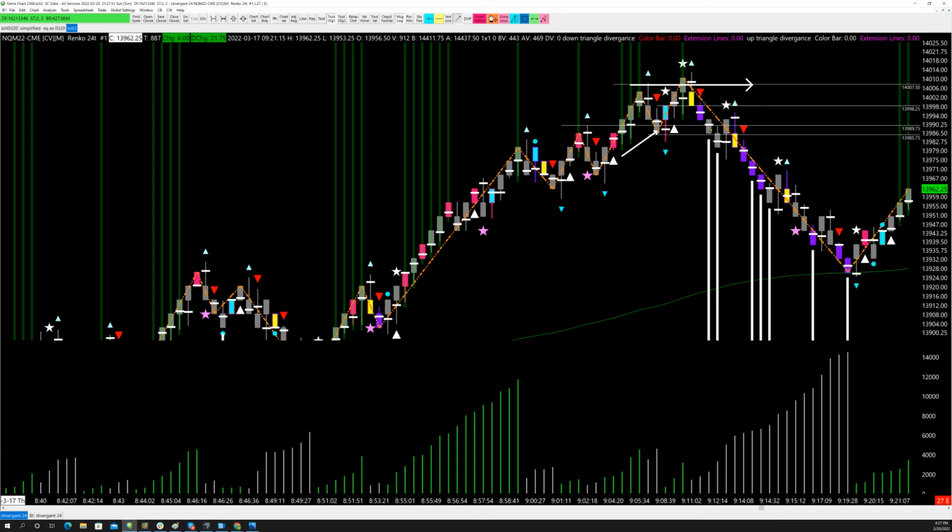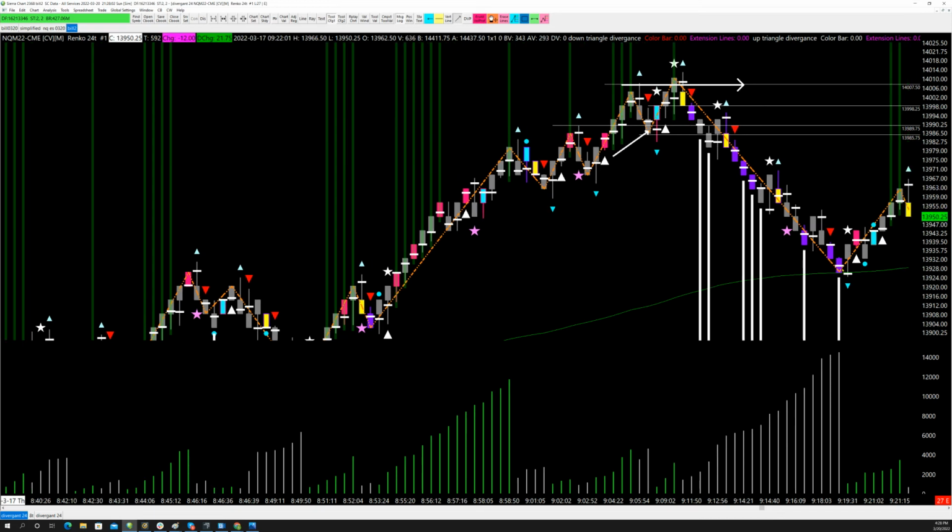When I get that triangle down and then I see that third bar, I still want to scale, but now I want to take my hands off because that tells me now I've got 3 in a row and I can get that extension, that continuation to the downside, right?